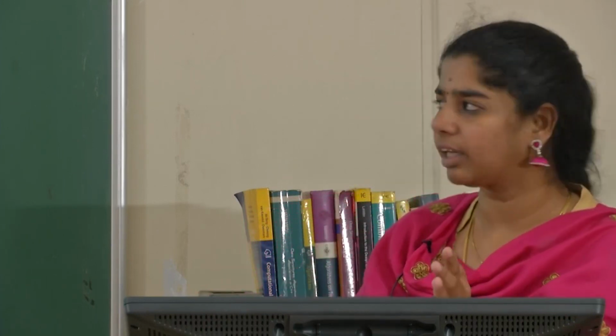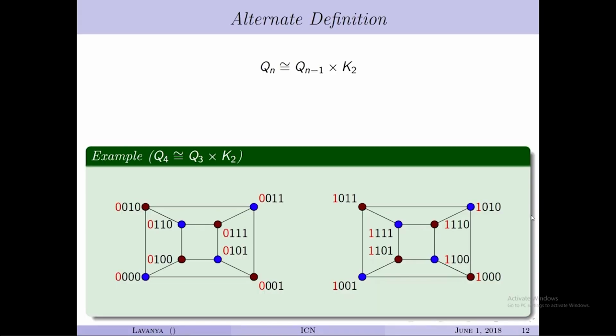If I translate this into our binary string language, the n dimensional hypercube Qn can be constructed using Qn minus 1 cross K2. So when I say cross K2, there is a K2 structure sitting that connects two copies of Qn minus 1. This is the beauty of the cross product; you will be able to see it as and when you look into the structure.